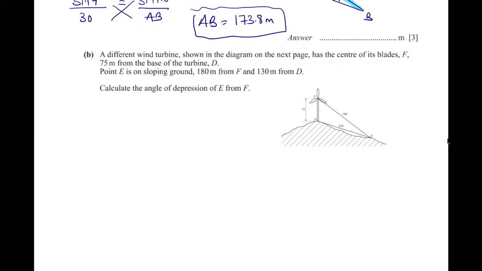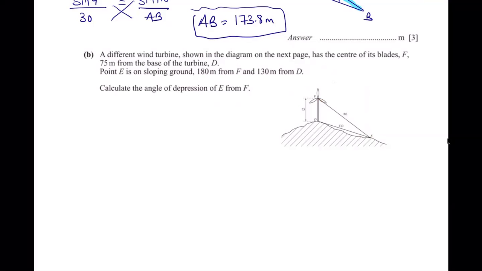Now a different wind turbine shown in the diagram has the center of its blade F 75 meter from the base of the turbine. This is the base of the turbine D. Point E is on the sloping ground. Yahan pe 180 meter from F and 130 meter from D. You are asked to calculate the angle of depression of E from F. You need to calculate the angle of depression of E from F.